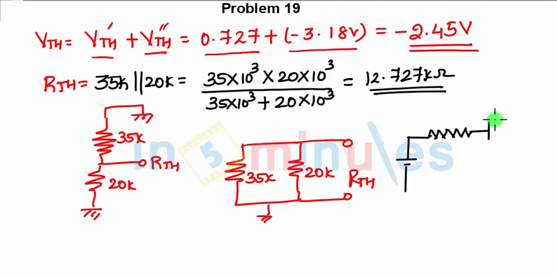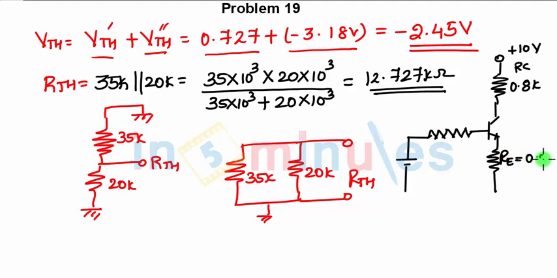Then you have your transistor resistance RE. Here you have resistance RC. The supply voltage is given as plus 10 volts. You have RC as 0.8K and RE as 0.5K.